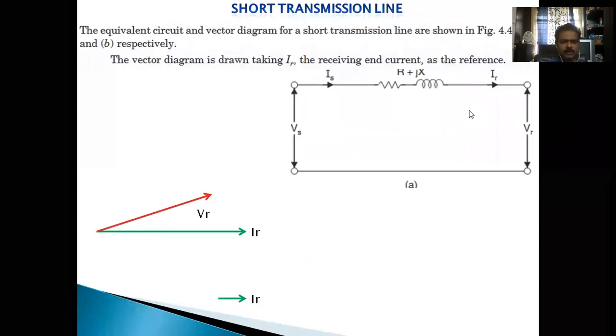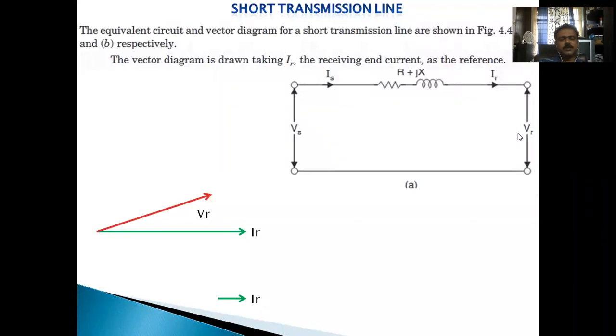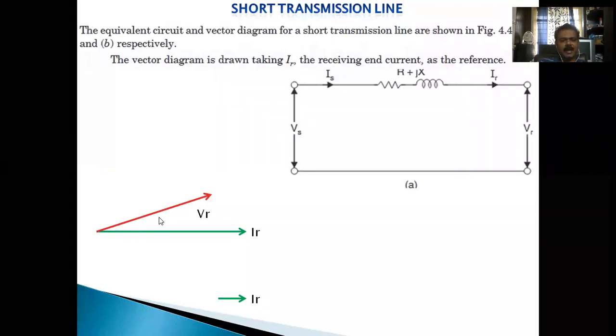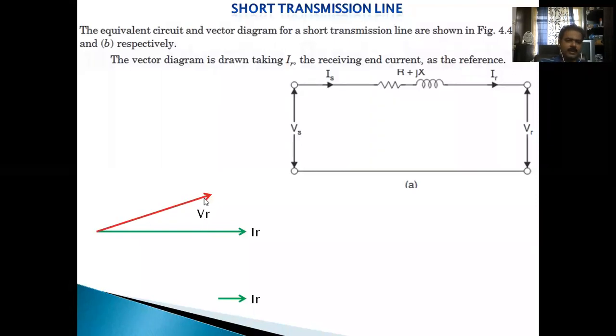Again, most of the loads are inductive loads. So in the case of inductance, the current lags behind the voltage by an angle theta. So here, the current is always behind the voltage. If we take voltage as reference, the current is always lagging behind the voltage. So these two are the receiving end voltage and the receiving end current.